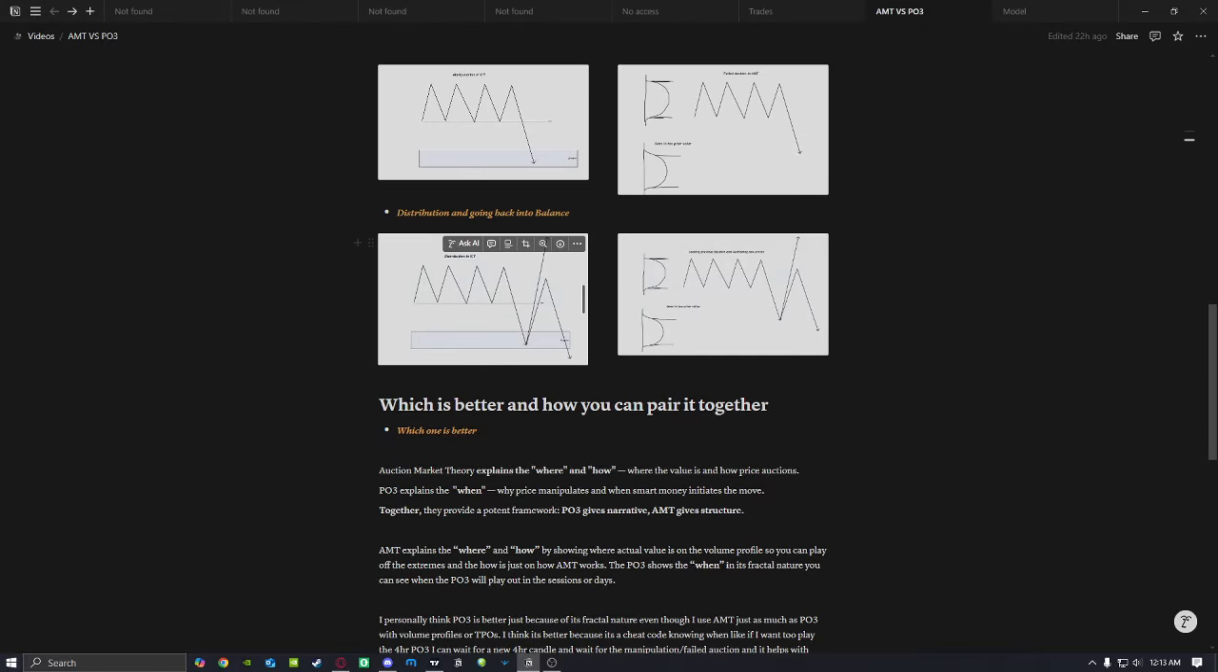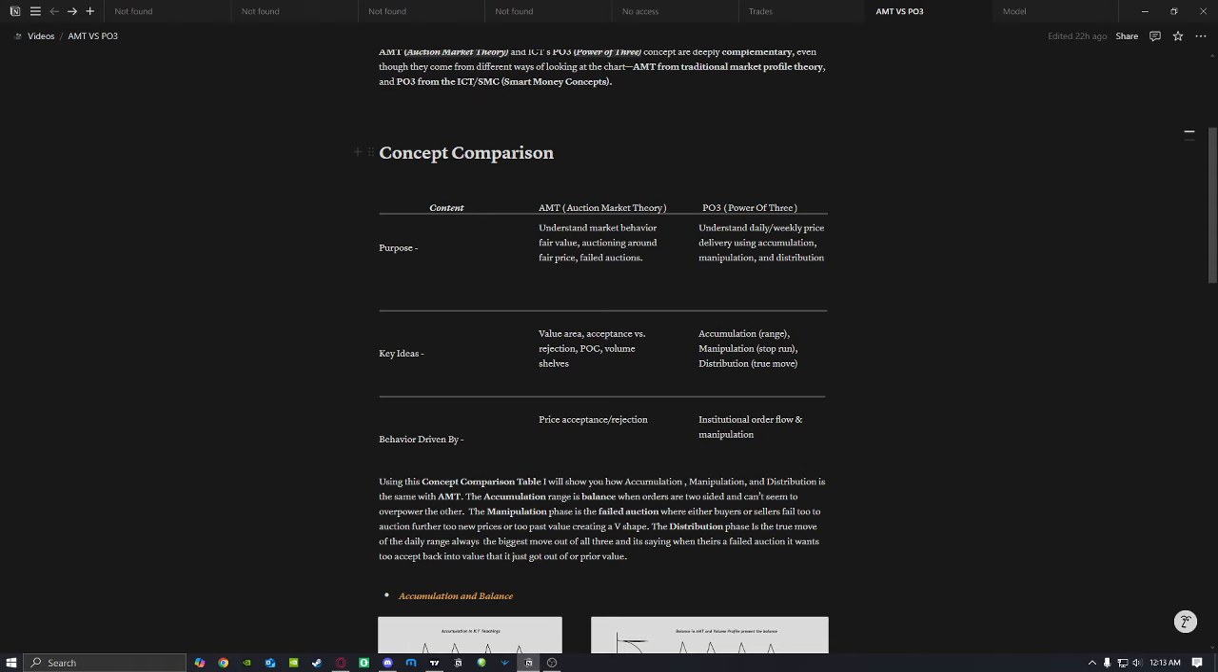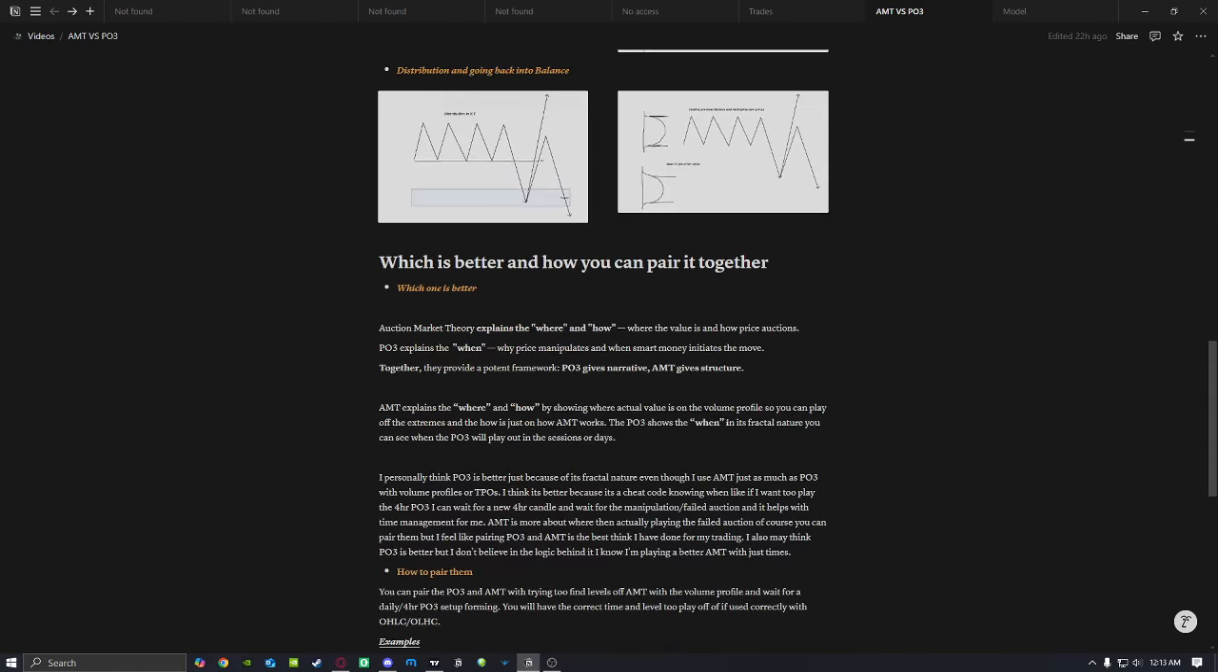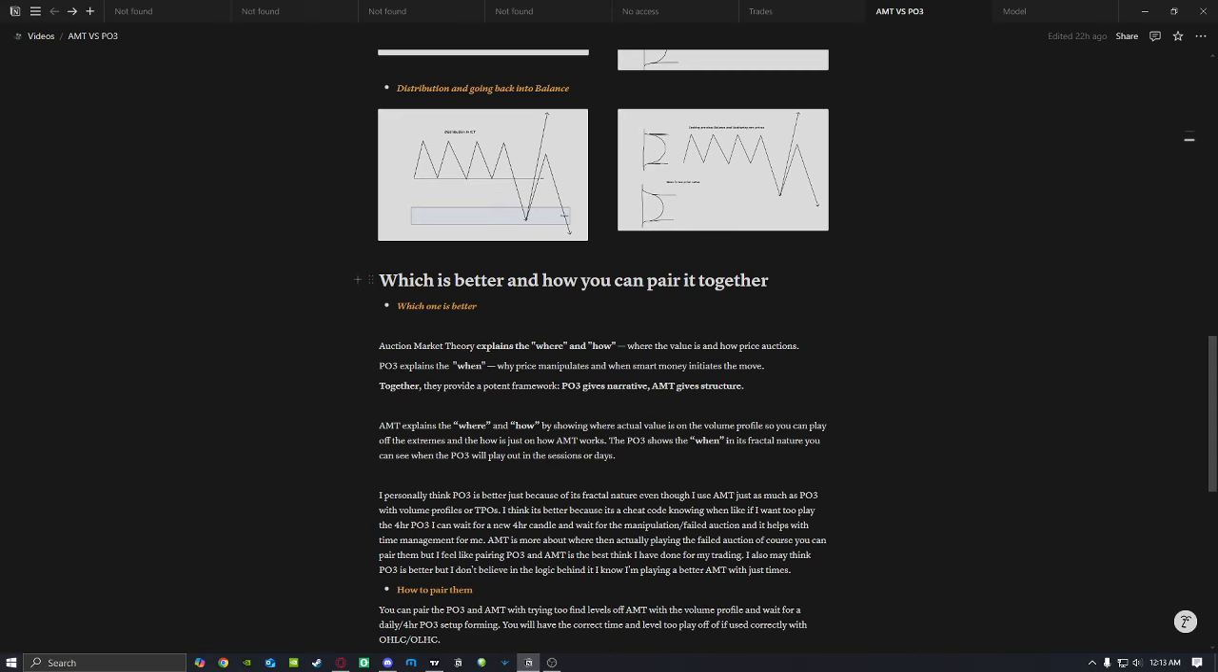So this is it for the constant comparison. And now I'm going to be going over which is better and how you can pair them together. Which is better? Auction market theory explains the where and how with the volume profile: where the value is and how price auctions. PO3 explains the when and why price manipulates, and smart money initiates the move. Together they provide a powerful framework. PO3 gives narrative, AMT gives structure.